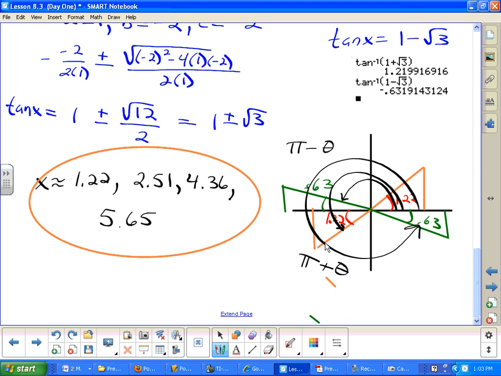Okay. So we're pulling back all of those things we learned with quadratics, a little bit of factoring, a little bit of identities, okay? And then using inverses to be able to do these, okay? Questions?